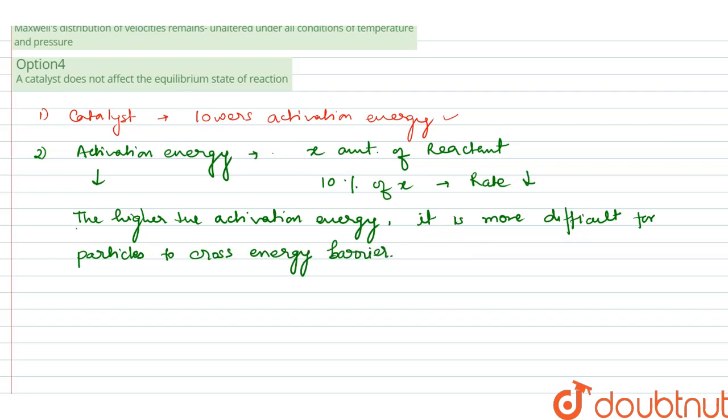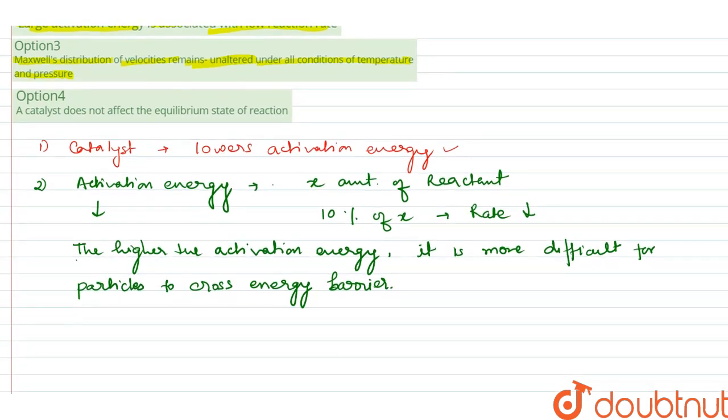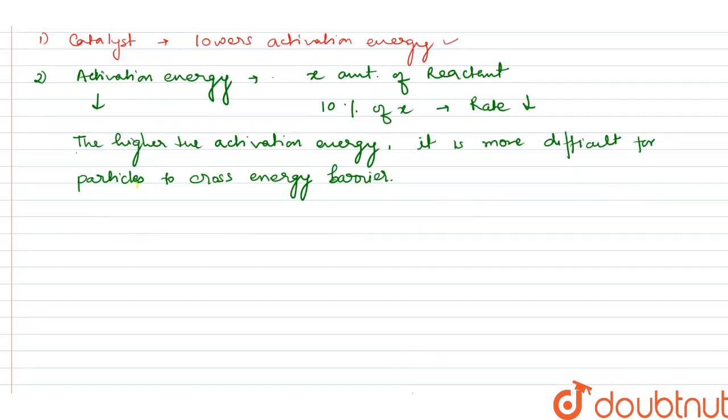Now we have our third option. The third option says Maxwell distribution of velocities remains unaltered, that means unchanged, under all conditions of temperature and pressure. Let us analyze this. So here we have our third option. They are talking about Maxwell distribution.